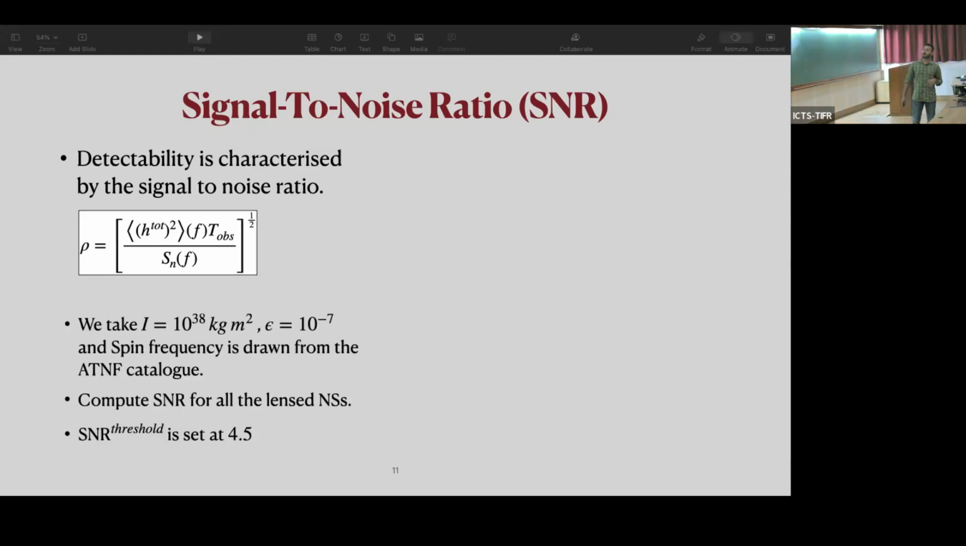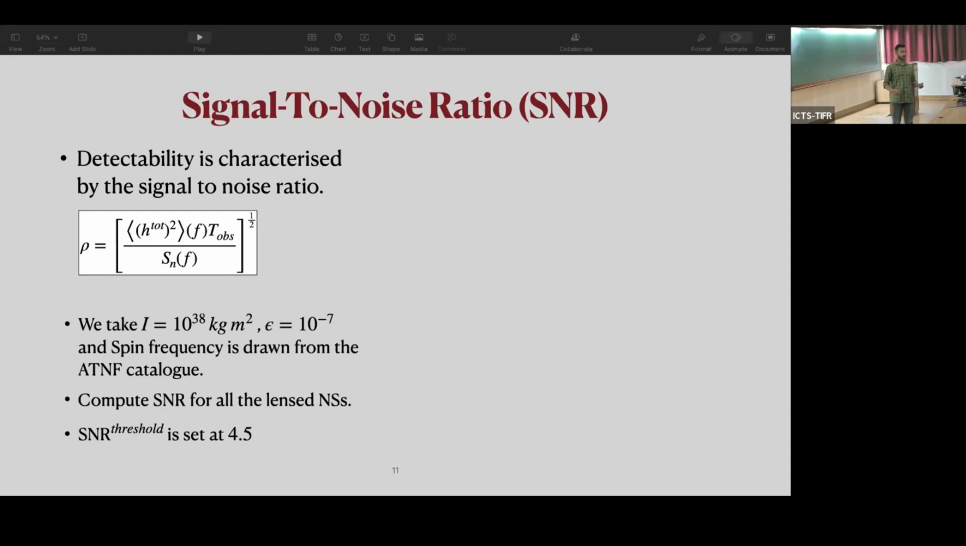We take the moment of inertia to be around 10 to the power 38 kg meter squared, and we take the ellipticity to be 10 to the power minus 7. We kept it very realistic, and we need information about the spin frequencies. For the spin frequencies, we take observations of known pulsars made by the ATNF, the Australia Telescope National Facility, and we draw the spin frequency from that distribution. We then compute the SNR based on this formula for all the events that we find across our various iterations.